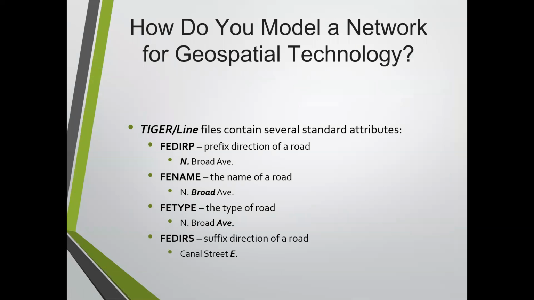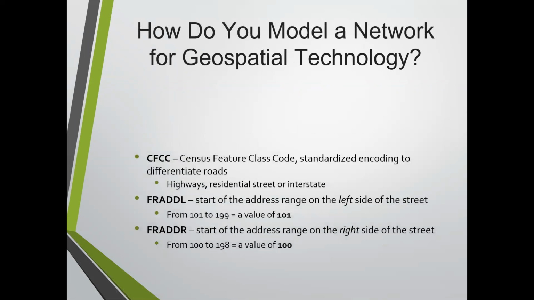So the Tiger line files is going to contain several what are called standard attributes. Now I think over time this has changed a little bit, so this might be a little dated. I think this was the original. I think I've got a picture here that's going to show you a little bit of a difference. But some of the standard attributes would be what they call FEDIRP. That's a prefix direction of a road, such as the letter N for north or south. The FE name is the name of the road, such as broad. FE type is avenue, and then you have this suffix if it has it, east. So these are some of the basic ones, but remember there's going to be a lot of other information that can be associated with this.